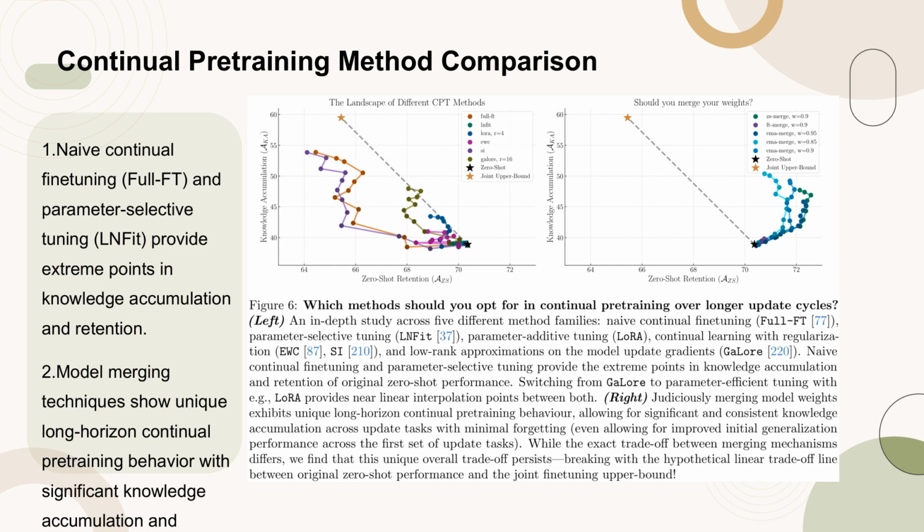of original zero-shot performance. The right panel demonstrates that judiciously merging model weights exhibits unique long-horizon continual pre-training behavior, allowing for significant and consistent knowledge accumulation across update tasks with minimal forgetting. This approach also improves initial generalization performance across the first set of update tasks, breaking the hypothetical linear trade-off line between original zero-shot performance and the joint fine-tuning upper bound.